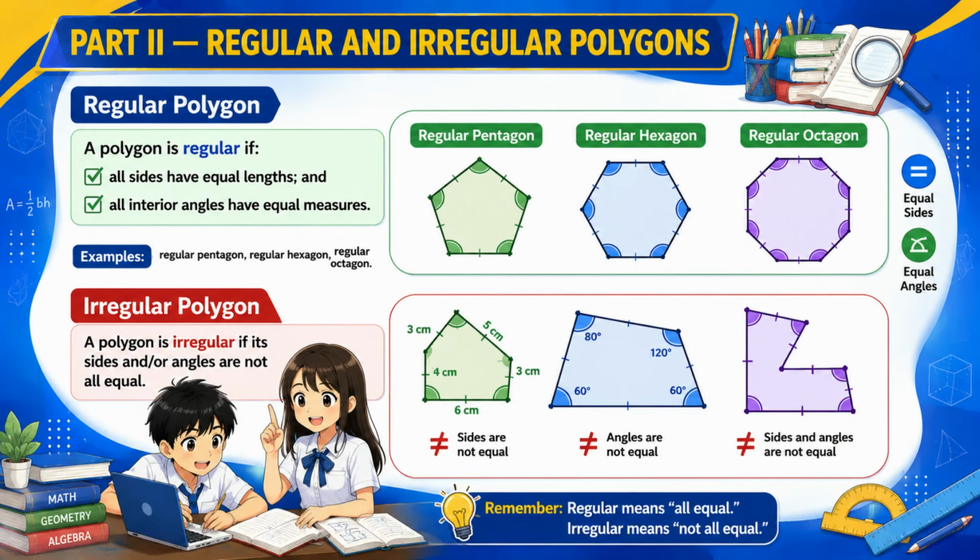Remember the two important conditions for a regular polygon: equal sides and equal angles. If even one side or angle is different, the polygon is irregular.